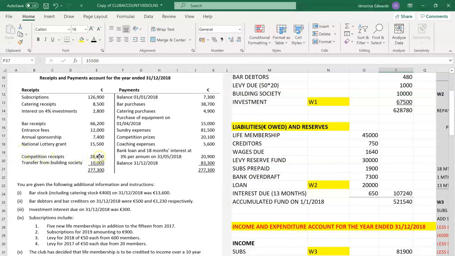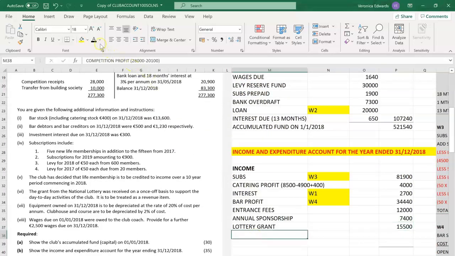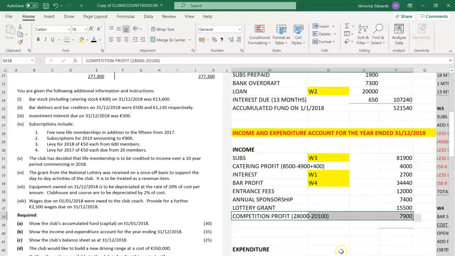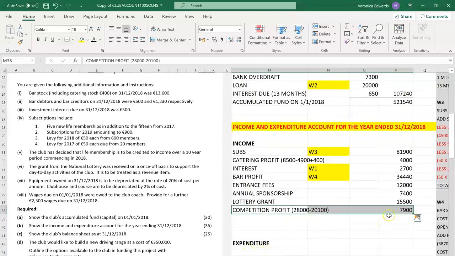So you can see the competition receipts are 28,000, but you had to buy competition prizes, if you look over here, for 20,100. So in order to figure out whether you made a profit or a loss on that event, you take your money received and you subtract your payments of 20,100. In this case, we made a profit, 7,900. Now, if on completing that working, you figured out that you'd made a loss, you can include the loss under expenditure. But because it's a profit, I'm going to include it under income.